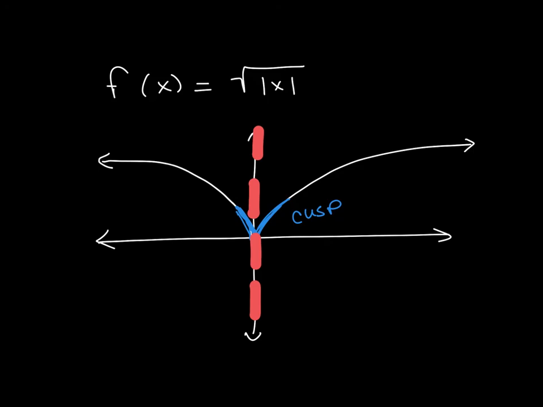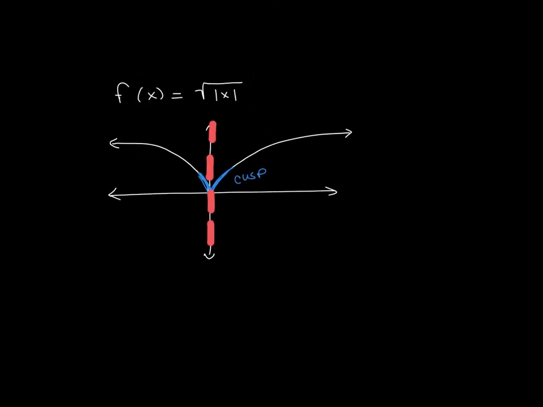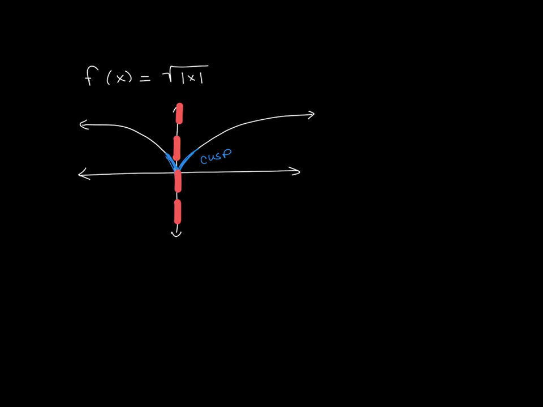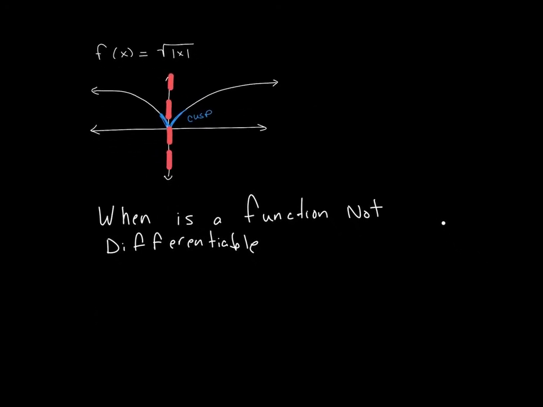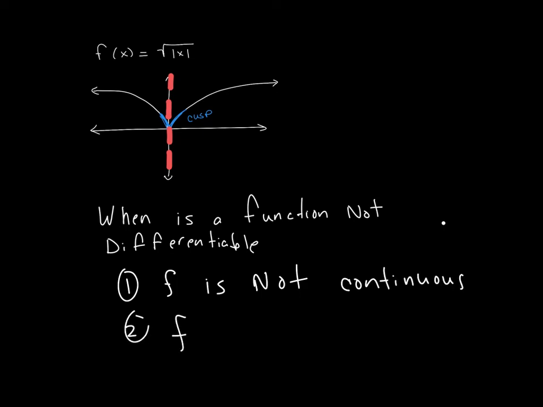So to sum up, we have 3 ways that a graph is not differentiable at a point. Okay, so first, if the function is not continuous. The second is if f has a corner. Think piecewise function. And then the third is if it has a vertical tangent.